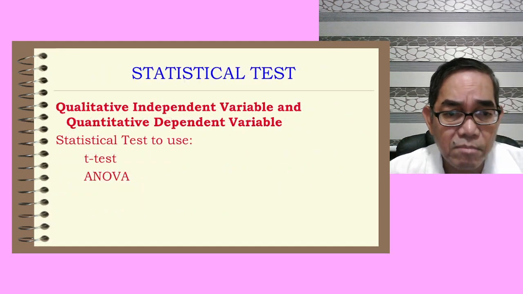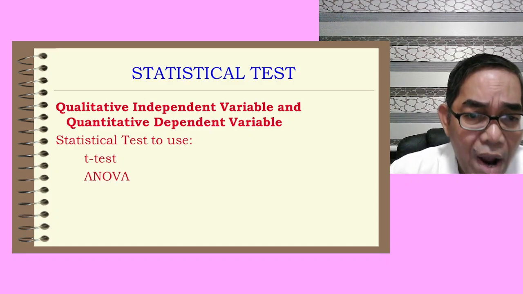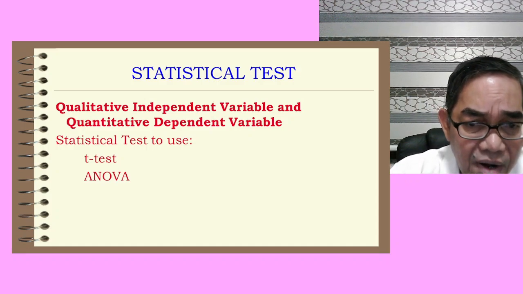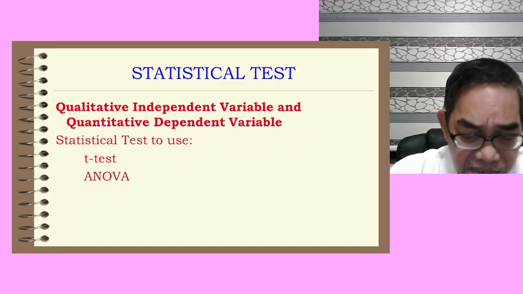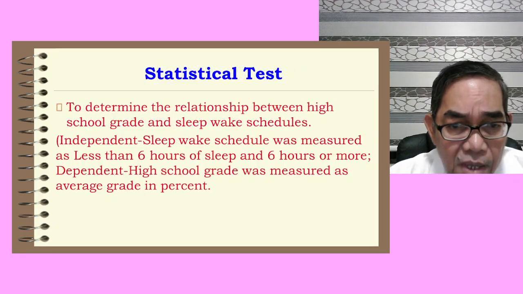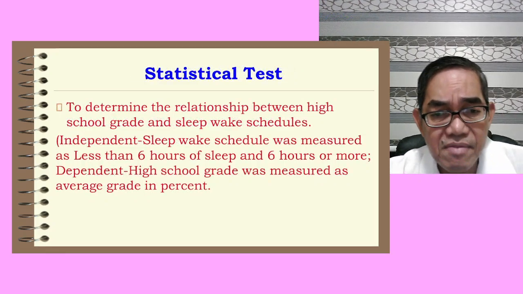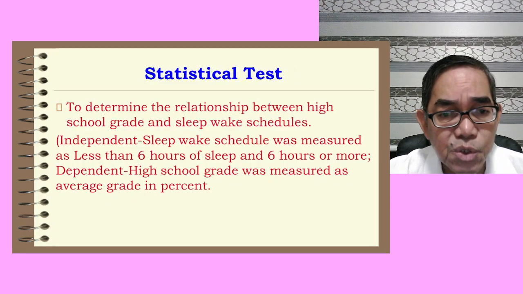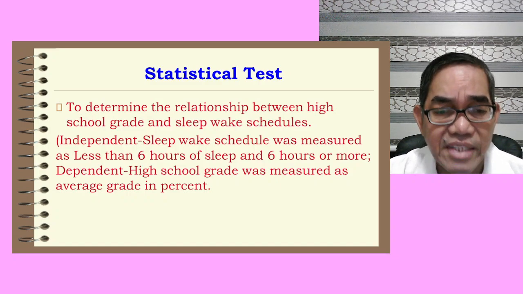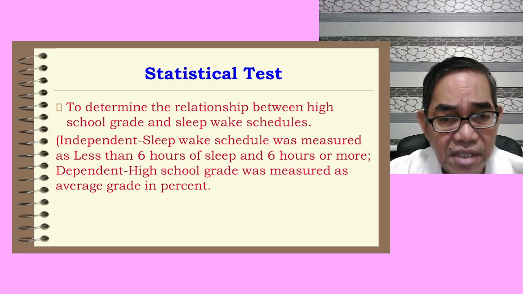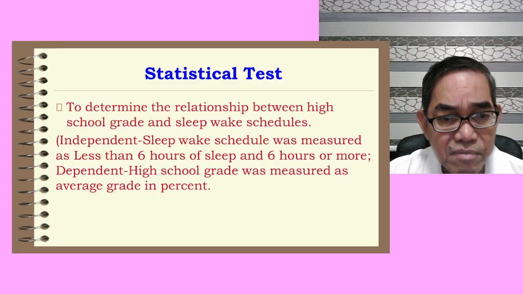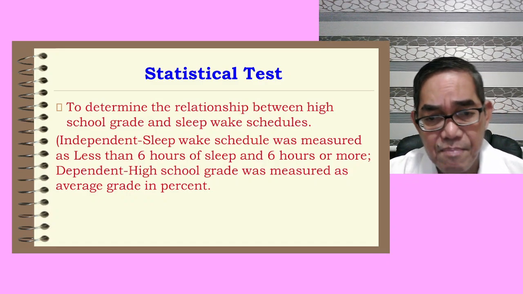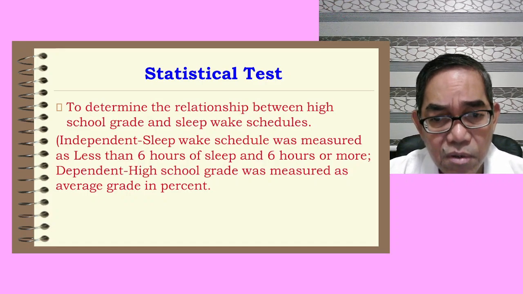Okay, now we have qualitative independent variable and quantitative dependent variable. Quantitative dependent, the statistical test to use is t-test or ANOVA. Now, let's give an example to determine the relationship between high school grade and sleep-wake schedule. Here, the independent variable is sleep-wake schedule, measured as less than 6 hours of sleep and 6 hours or more.